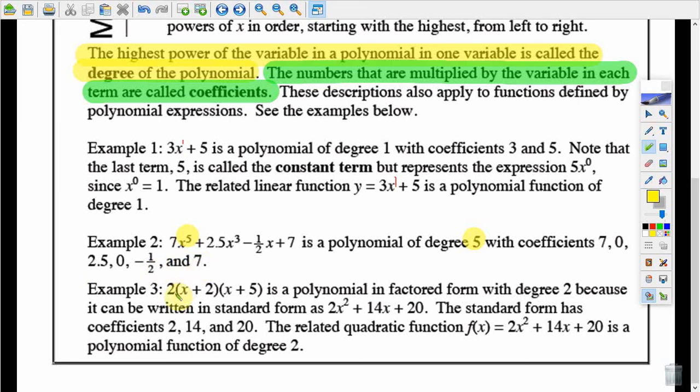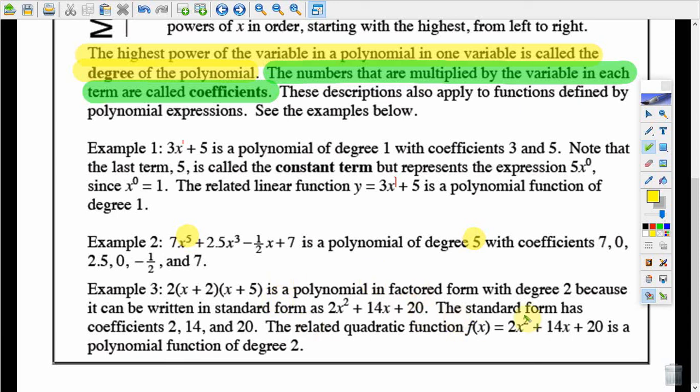Example 3, a little trickier: 2 times (x plus 2) times (x plus 5) is a polynomial in factored form with degree 2. When you're trying to figure out the degree of a polynomial in factored form, you can multiply it all out and get the general form, or standard form, which is 2x squared plus 14x plus 20. Or you can say to yourself, this is an x times another x, and when I get x times x, I'm going to get x squared. So I know that it's going to be degree 2, and I know that it's going to be some sort of parabola, because that's what degree 2 polynomials graph to.